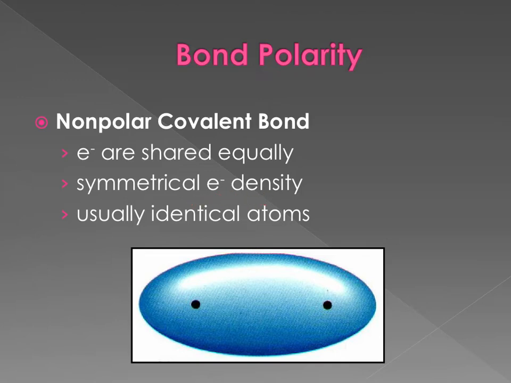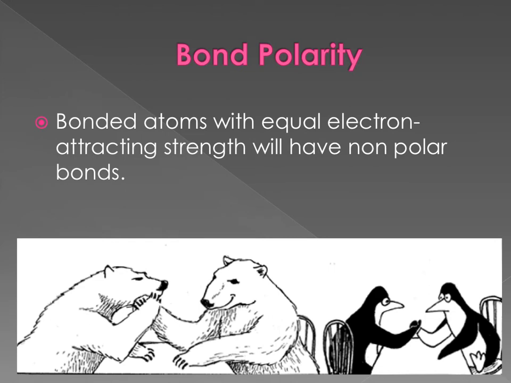It's the same, and one end is not larger than the other end, like we saw with the hydrochloric acid example. You can just see it's a nice round oval, meaning the electrons are being shared equally between the two. Just another example of nonpolar covalent bonds. We have two polar bears, again, they have equal strength. Two penguins, equal strength. Here we would have nonpolar covalent bonding occurring.